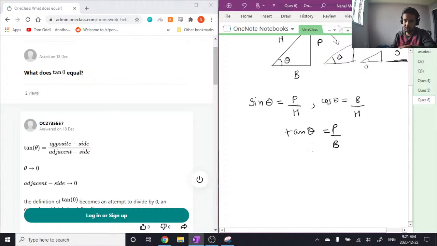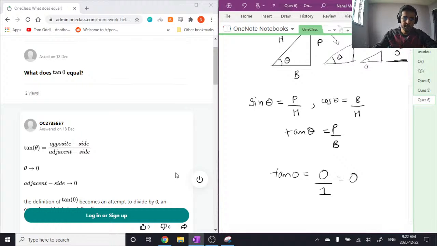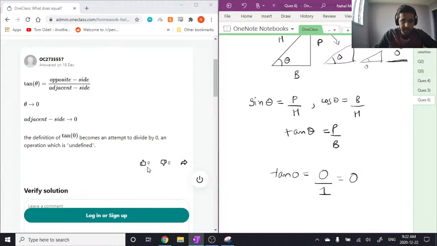Okay, so I have that visually here. So tan of 0 is equal to, the perpendicular no longer exists, so it's 0 over 1 or any number b, but we'll go with 1. So tan of 0 is equal to 0. In this case, they have set tan of 0 as undefined, which is actually not correct.